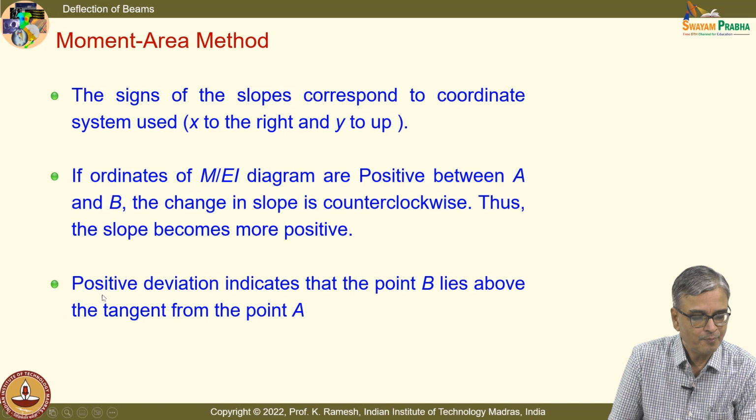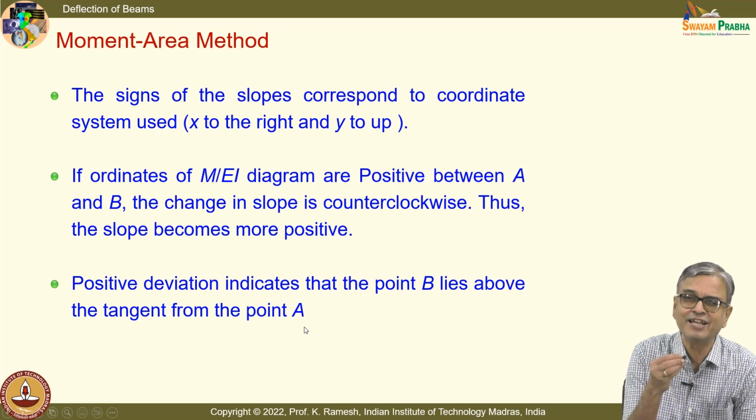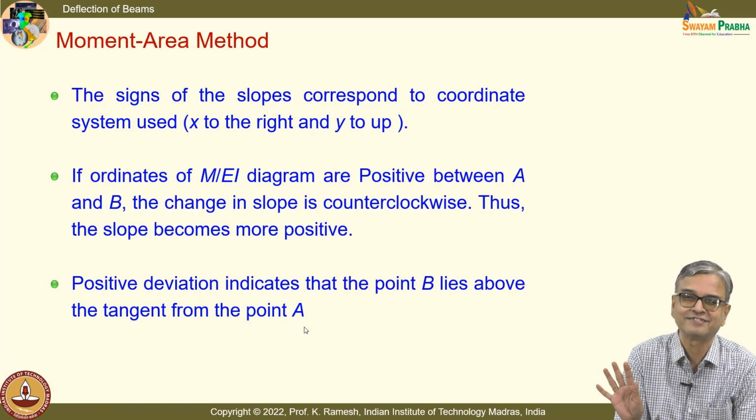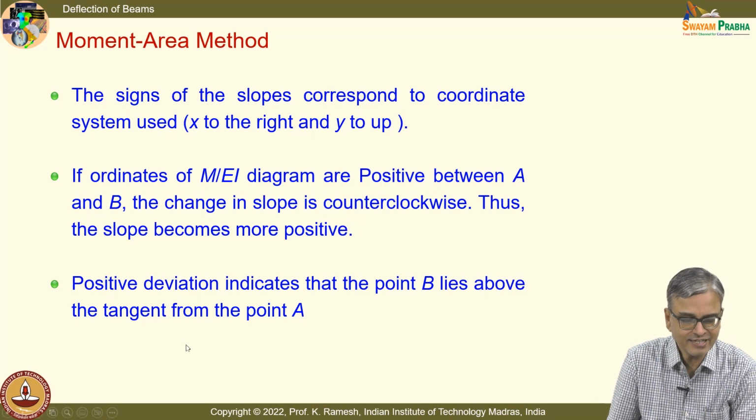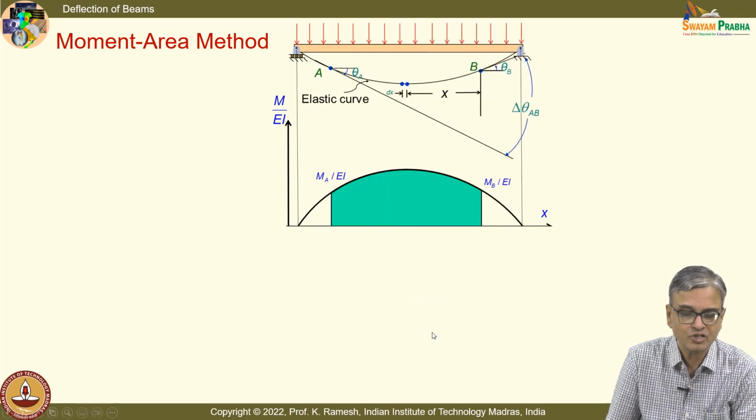Fine. A positive deviation indicates that the point B lies above the tangent from the point A. That is all you can say. It cannot say whether it is a deflection downwards or upwards, all that it cannot say. It only says that when there is a positive deviation, the tangent is below the point B, that is all. Okay. And this is a sort of a summary.